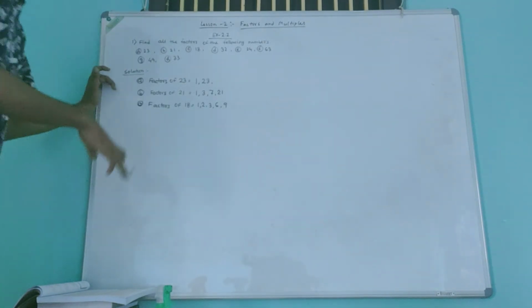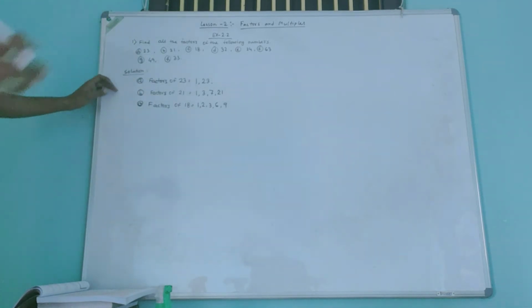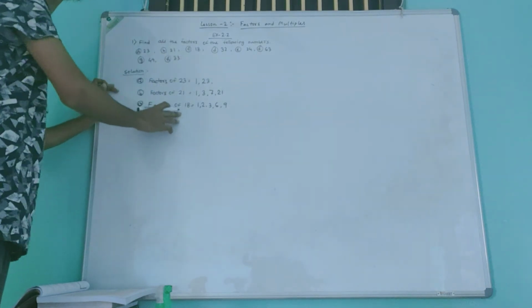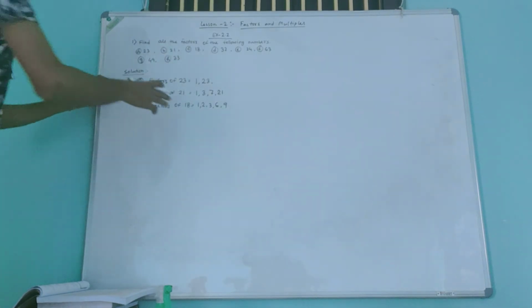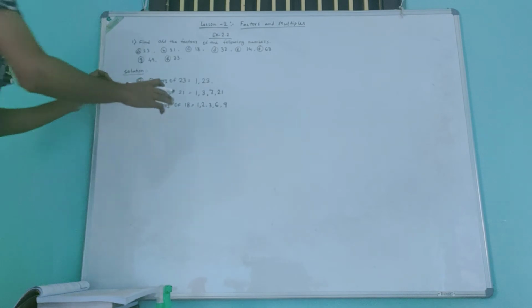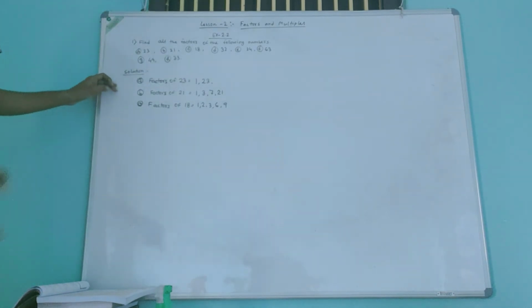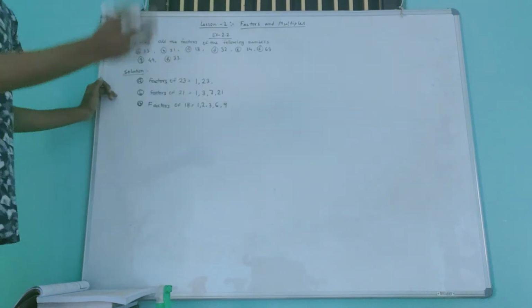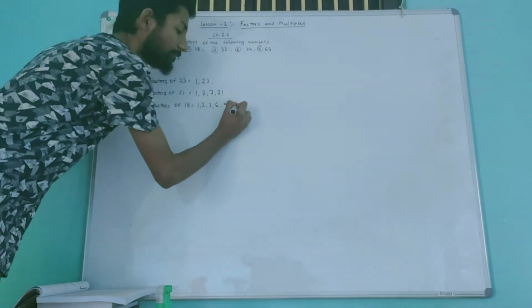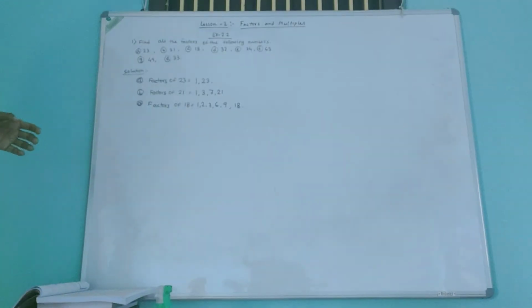11, it is not divisible by 11. 12, not divisible. 13, not divisible. 14, 15, 16 and 17, not divisible. 18, it is divisible by 18. Similarly, you can solve question numbers D, E, F, G, H. If you have any other problem, you can just leave a message.